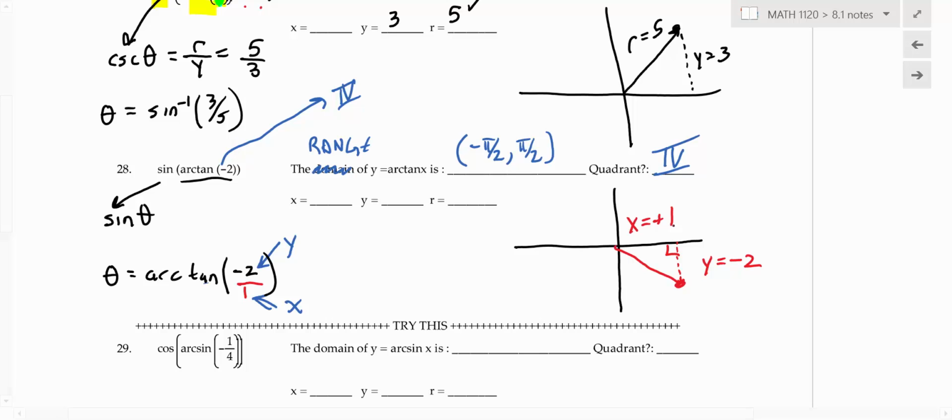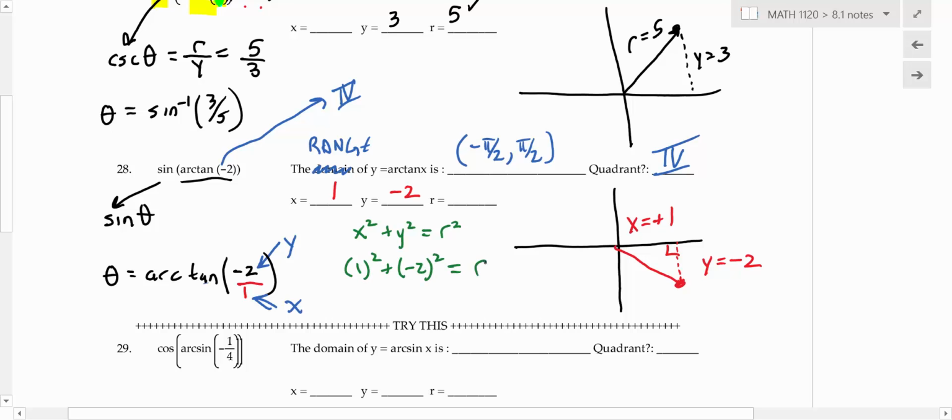What we have to do on this is figure this radius out if we need to. So what we conclude from here is x is 1, y is negative 2, and then you can find r by doing the Pythagorean theorem because you're going to need it. We know that x squared plus y squared is equal to r squared. So x is 1, y is negative 2. That's 1 plus 4 equals r squared. So 5 equals r squared. So what's r? Square root of 5.